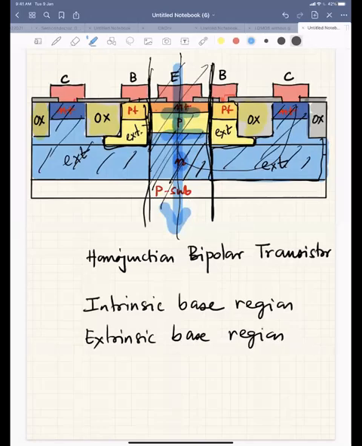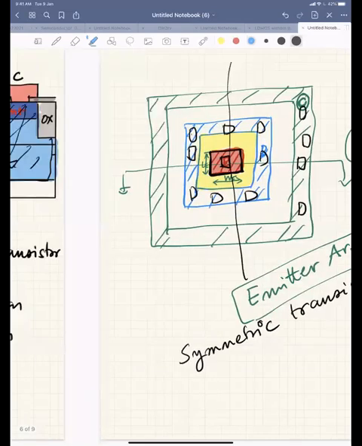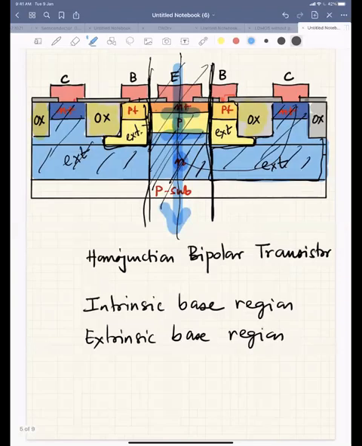I also want to clarify something. When you look from the top, there is a width and length of the emitter area. But when you take a cross section, these regions actually have thickness. So this is the thickness of the base region, and this is the thickness of the emitter region.